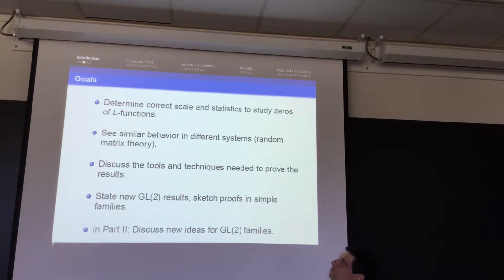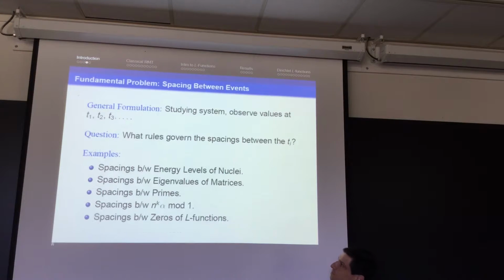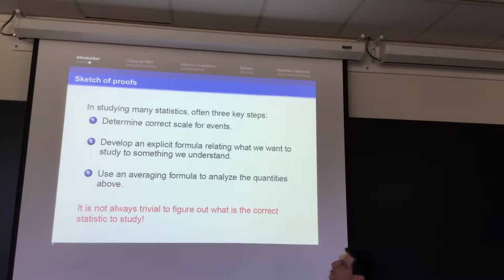Okay. So the goals are very similar to what we did before: to see the correct scale. Probably won't say too much because we just had a talk on that. See similar behavior in different systems. Not going to talk too much about that because we already did classical random matrix theory. Discuss the tools and techniques that we need, and talk a little bit about some of the proofs and some of the families. All right, so you've seen the slide before on the different questions we study. The 3 things we need to do. What's the correct scale? We need some kind of averaging formula. And we need some kind of explicit formula.